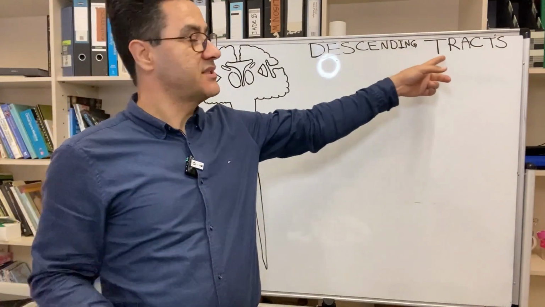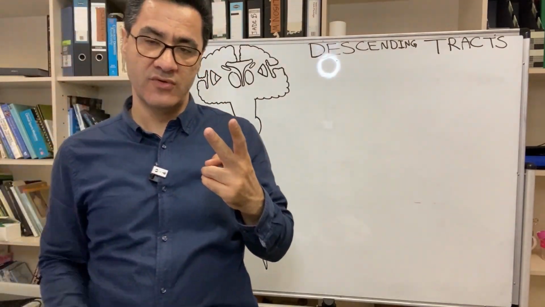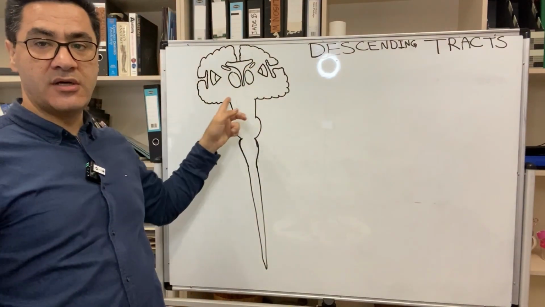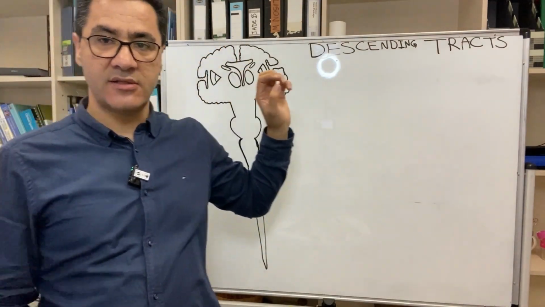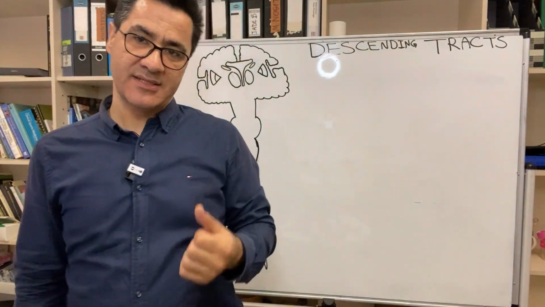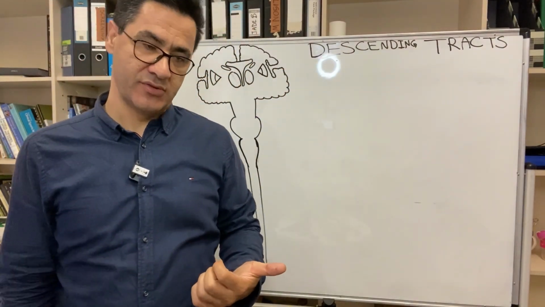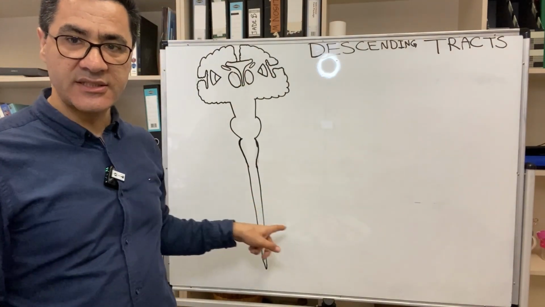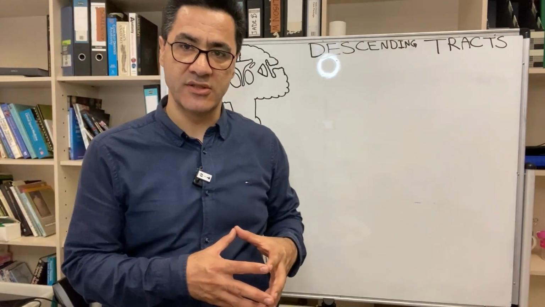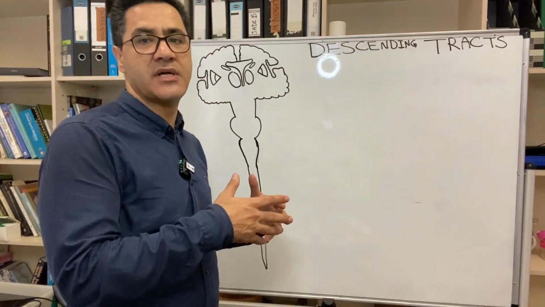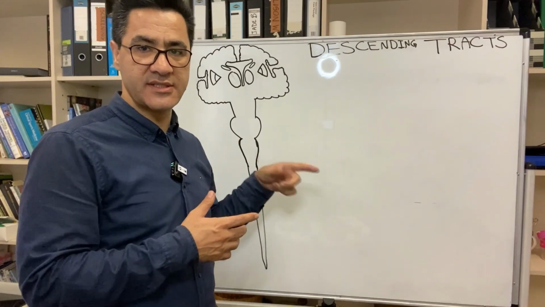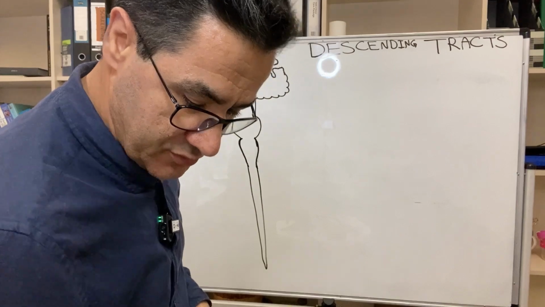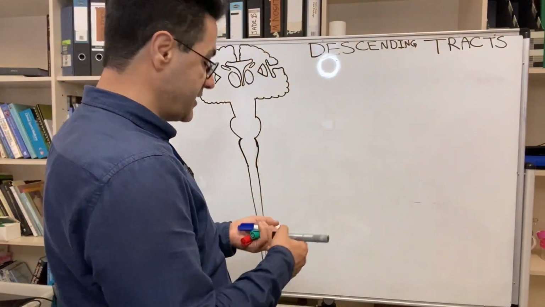For the descending tracts, we have two types of neurons. The first one is called the upper motor neuron because it's coming from the upstairs, from the brain. And the second neuron is called the lower motor neuron, which is here, downstairs in the spinal cord. So these two neurons connect to each other to respond to the information that is coming from the environment through the ascending tract. So we have two types of descending tracts.